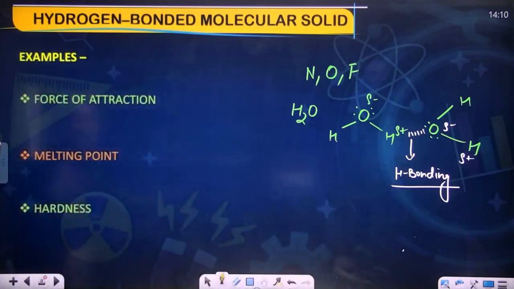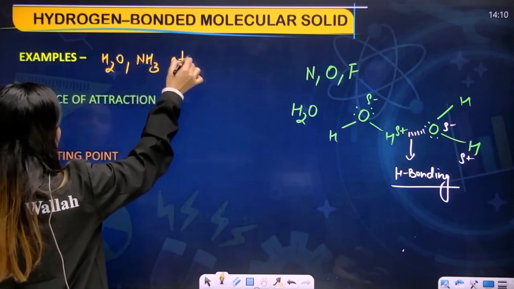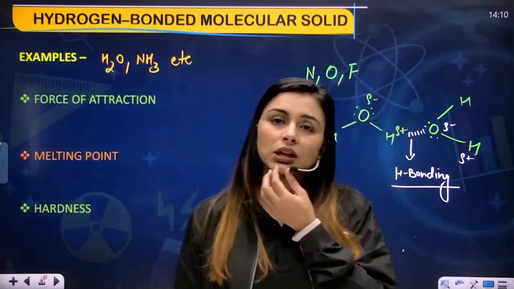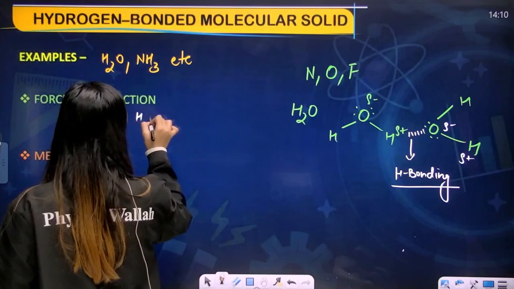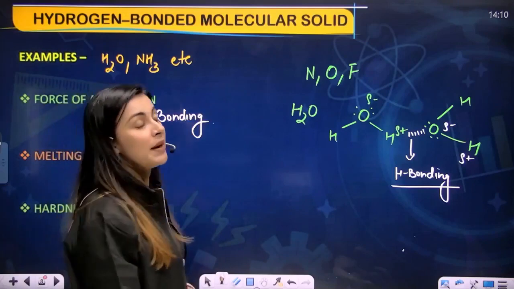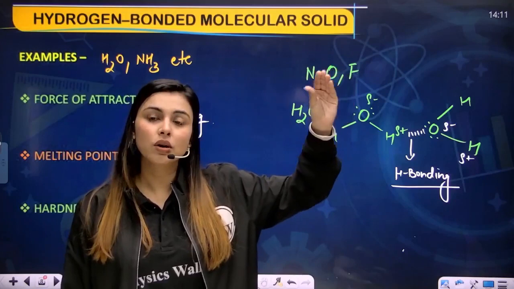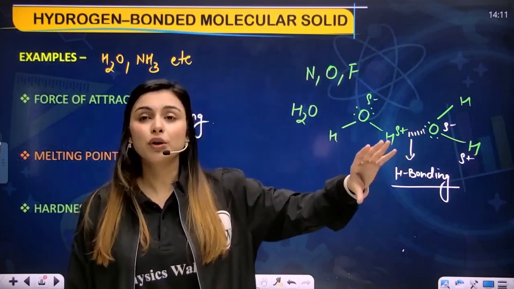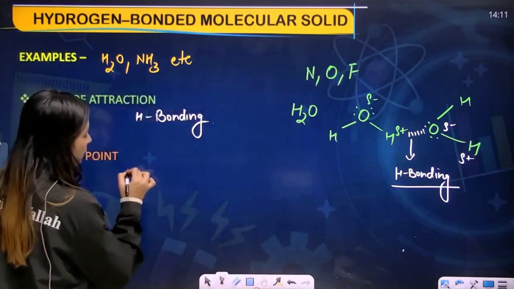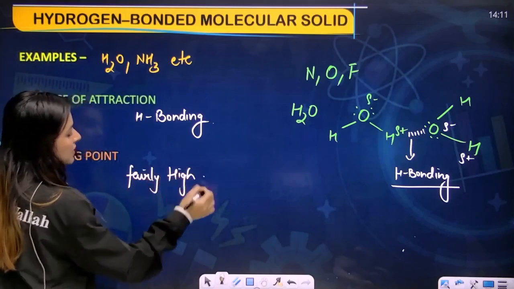So let's take examples. Example is H2O, NH3, etc. Let's talk about the forces of interaction. You know that the force of interaction would be hydrogen bonding. Now let's talk about the melting point. Since this interaction is even stronger than the dipole-dipole interaction, hydrogen bonding is a stronger bonding. So we'll say that melting point would be fairly high, because the interaction of hydrogen bonding is a little stronger.